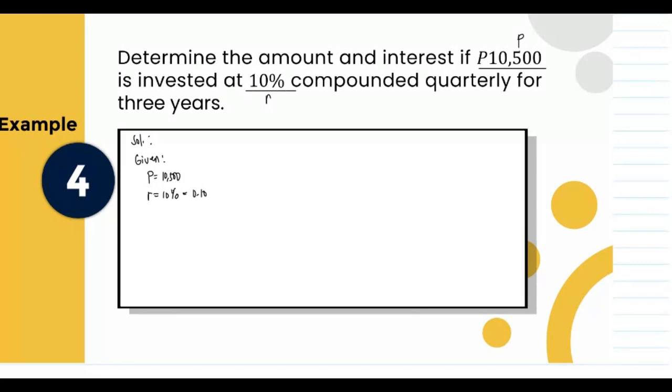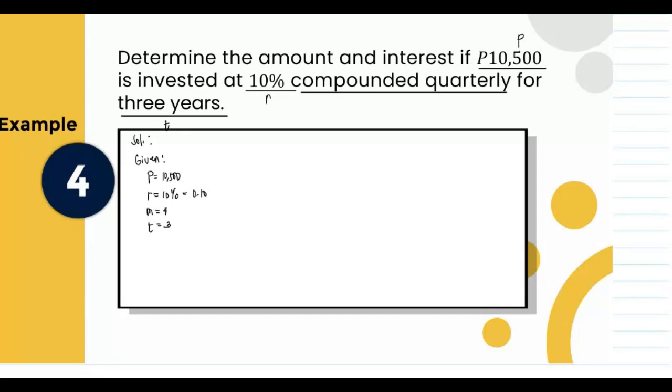Then if we go here, compounded quarterly. So what is our quarterly? Quarterly is going to be done 4 times in a year, after every 3 months. So M is going to be equal to 4. And then what about 3 years? Our 3 years is going to be the time. So time is going to be 3.